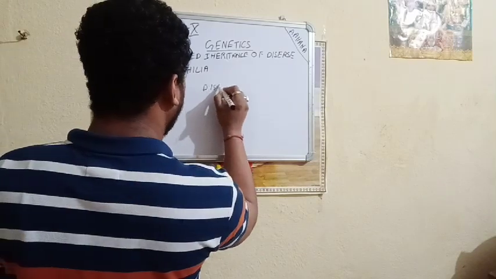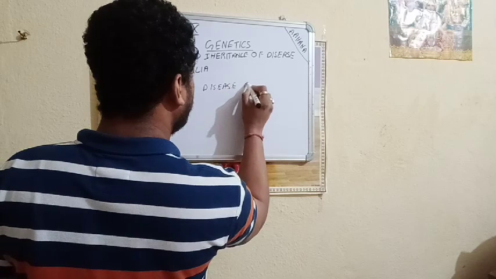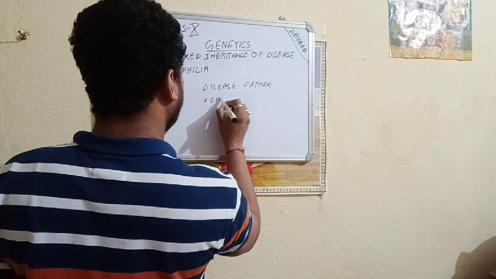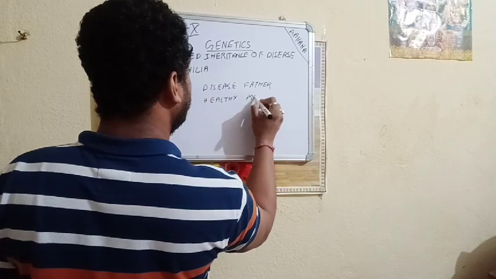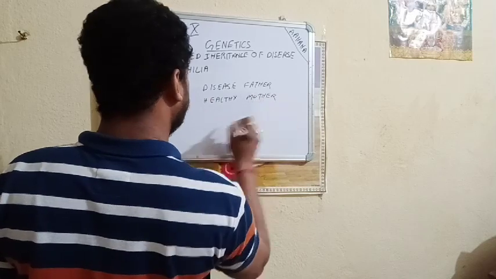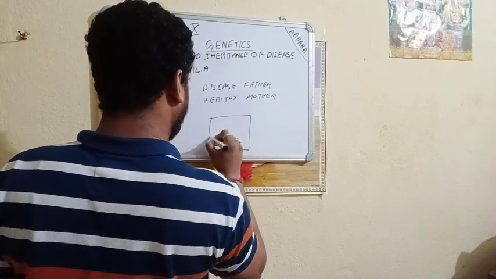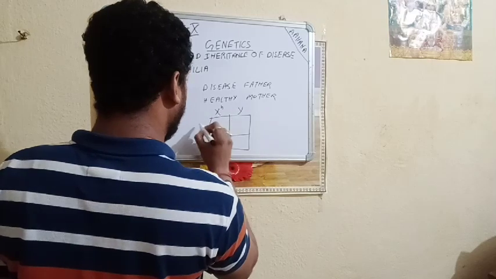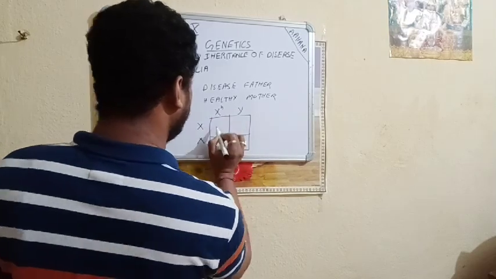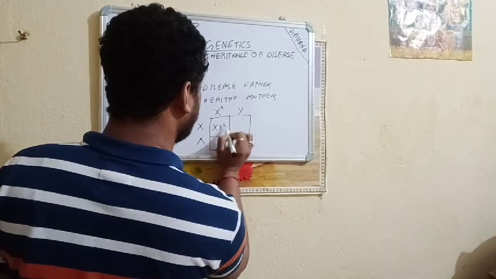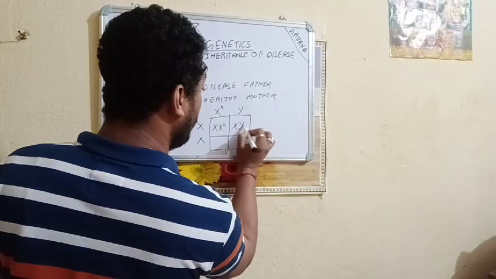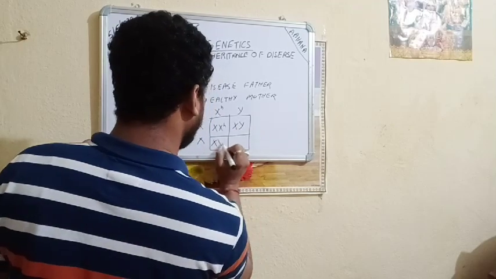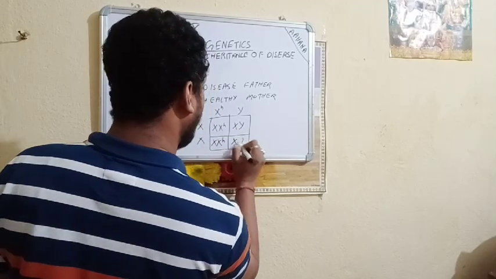So diseased father, healthy mother. The father is diseased, mother is healthy. Let us make the cross. Father has XY chromosomes, father is a male, so XH, Y, and mother is healthy, XX. So first one, XXH, carrier daughter, XY, healthy son, then XXH, again carrier daughter, XY, healthy son.